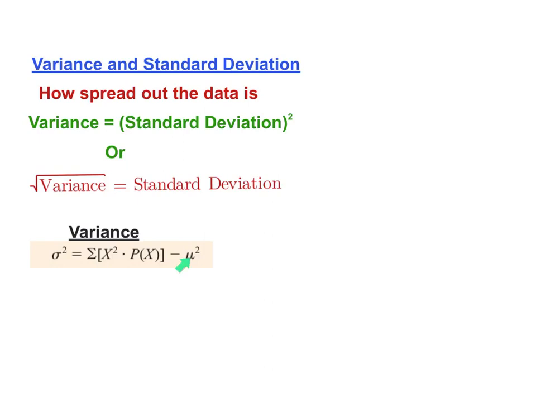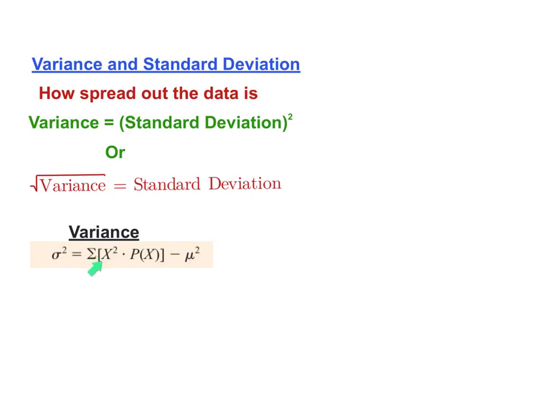First off, the glaring difference is that you're subtracting the mean squared at the end. You're going to find the sum of all of this, and I'll talk about what this is in a second. Sum of all of this, and then at the end, you subtract off the mean squared. So in order to calculate the variance, you still have to have the mean.